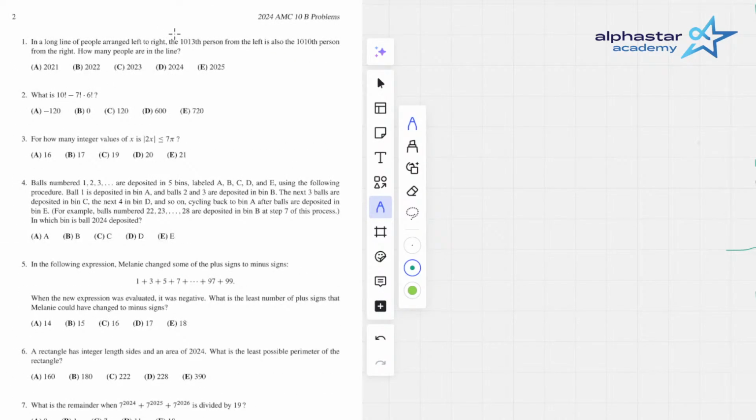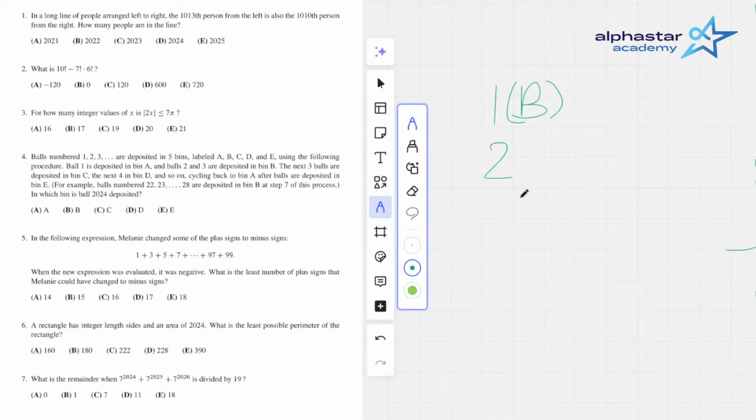Number 1. 1013. That would just be B. So have them subtract 1. Number 2. 7, 8, 9, 10. That would be just 0, because that's 8 times 9 times 10.